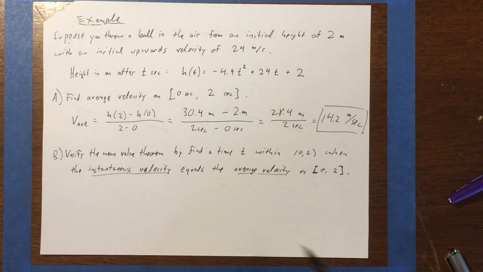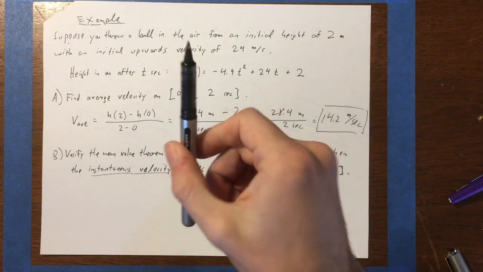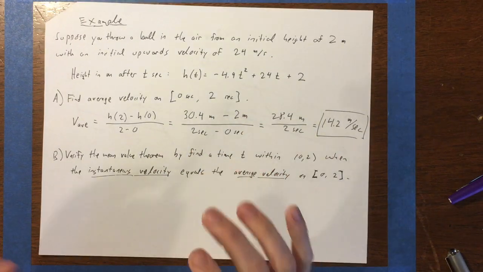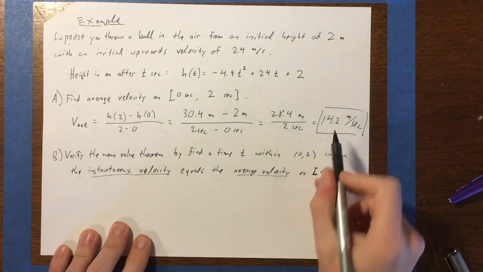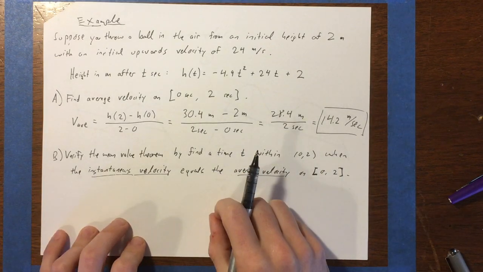This is a vertical velocity because the ball is going up and then coming back down. So on average, in the first 2 seconds, it's going up because this is positive at 14.2 meters per second average.